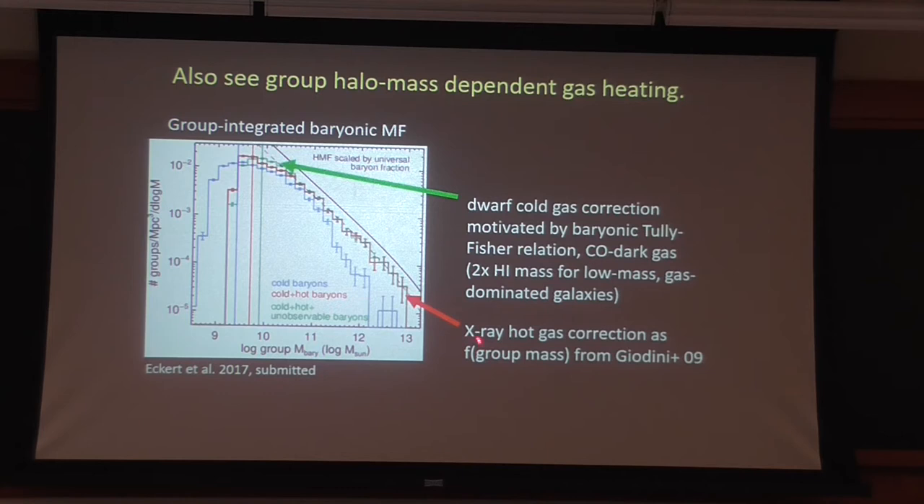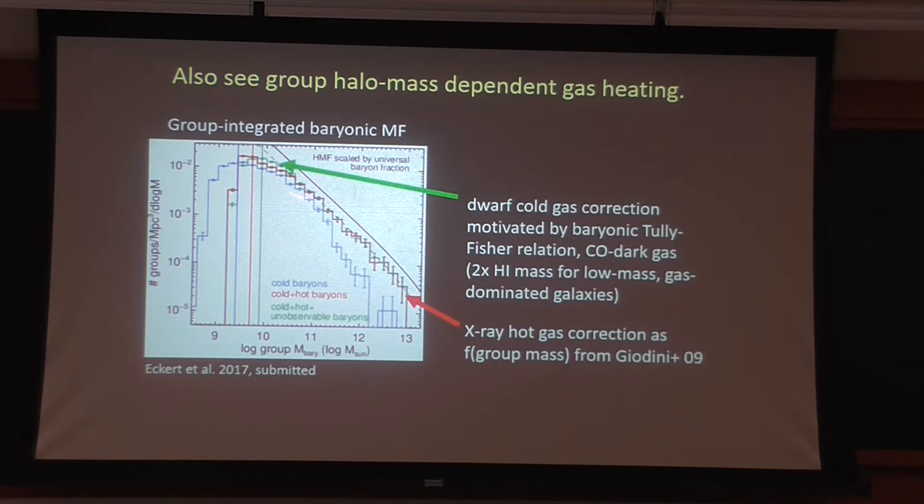That's the X-ray hot gas correction as a function of group mass, which was calibrated by Giugini et al. using massive groups. And then the green line is our attempt, and this is definitely hand-wavy, I fully admit, to put in a dwarf cold gas correction. That's because both baryonic Tully-Fisher relation studies and some Herschel type studies have indicated there may be a gas component that's fairly significant that we're not detecting through 21 centimeter data. So we put a factor of 2 multiplier on the HI mass for just the low mass gas dominated galaxies, and that gives you the green.